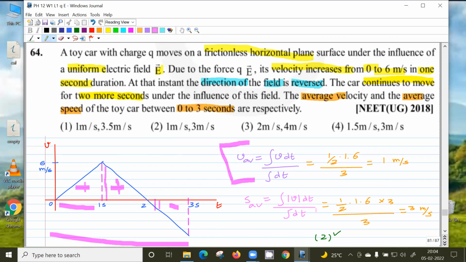So average of speed is integral of the magnitude of the velocity. I don't have to bother about the sign. So this will look as if it's like this only. Yes, sir. So all areas will become positive. So it will be thrice the area of this triangle. That is half into base into height, into 3 times. So it will become thrice of this one. So it's 3. So the correct option is option 2. Yes, sir.